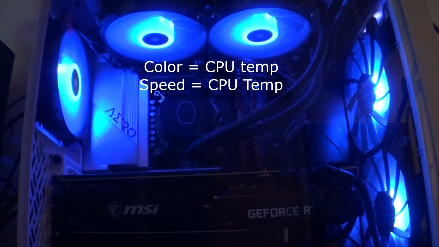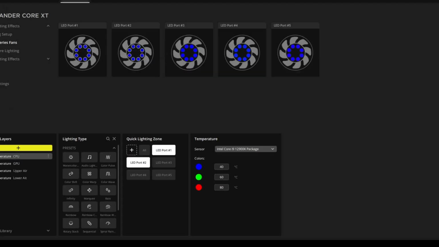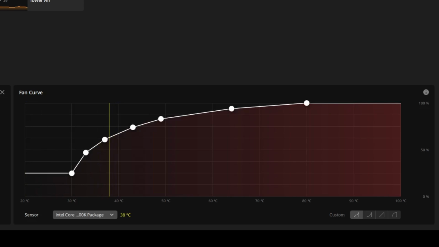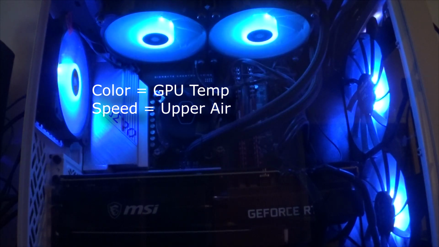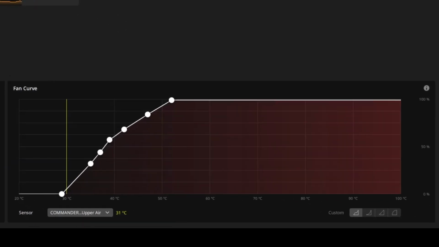So the top RGB fan is based on CPU package temperature. Blue is at 40 degrees centigrade or lower, green is at 60, and red is at 80 or above, with shades in between. Fan speed is also based on CPU package temperature, with a curve at 25% at 30 degrees or cooler, up to 100% at 80 degrees. The upper rear fan to the left is colored based on the GPU temperature on the same scales, but the speed is controlled by the upper case air temperature, with zero fan up to 30 degrees and up to 100% at 50 degrees.